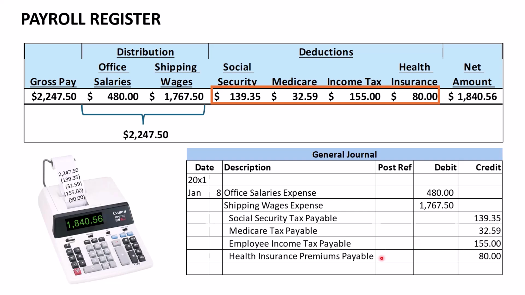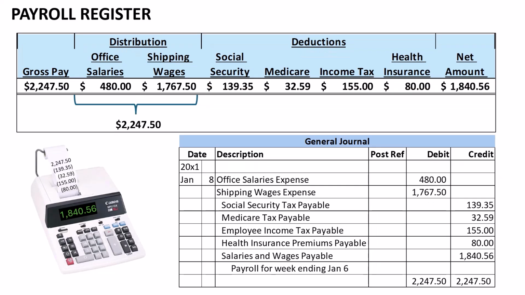On the sixth line, we write health insurance premiums payable into the description column in the amount of $80 into the credit column. We can now move on to the last step of our payroll journal entry. The net amount of the payroll register is $1,840.56, and we need that amount to complete our payroll journal entry. We enter the account salaries and wages payable into the description column and the amount of $1,840.56 as a credit.